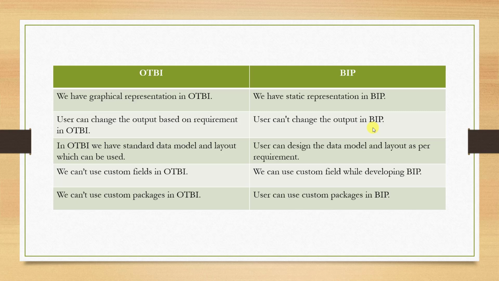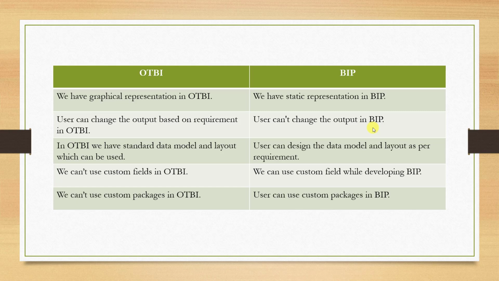In OTBI you can show different types of graphs, like a pie chart, a line chart, and some other graphs as well. But in BIP we don't have this graphical representation. We just have a static representation in BIP. In OTBI, the user can change the output based on their requirements. But in BIP we again have a static output, meaning we can't change the output. In OTBI we have functionality to change it based upon values or prompts, but in BIP we don't have that.